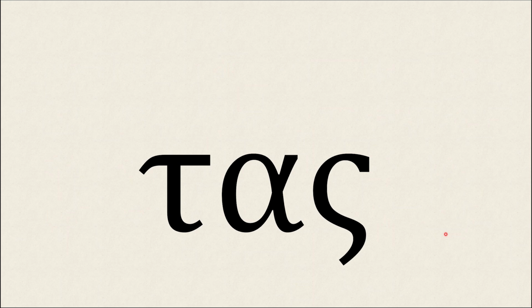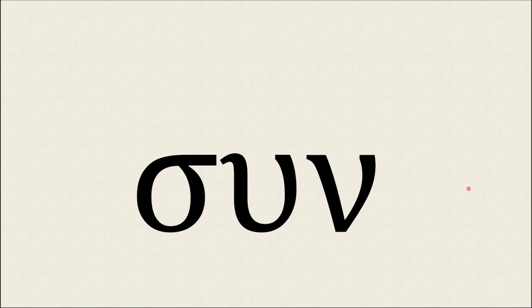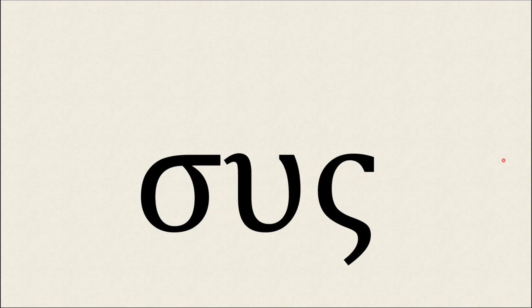Das. This sigma is the end form sigma, the final form sigma, final sigma. Das, bas. I've got to give you lots of practice with the nu because it looks like a V. It makes an n sound.